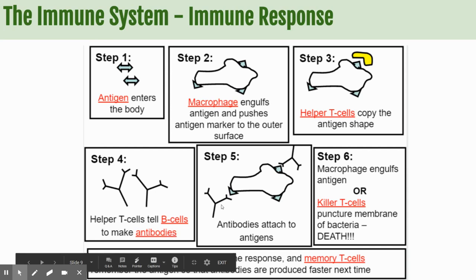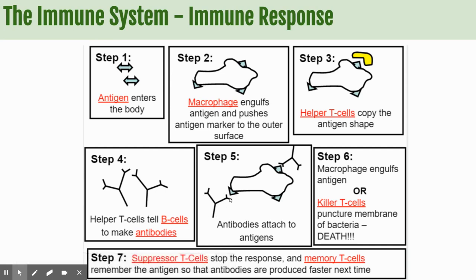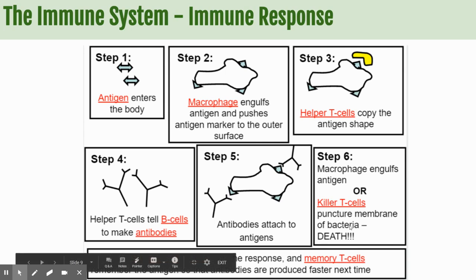Okay, so B cells then make antibodies. There's their Y antibodies that match those antigen shapes. These antibodies attach to the antigens. Don't get those two mixed up. Antibodies attach to the antigens, and then a macrophage will engulf them, or the killer T cells come along and puncture the membrane of the bacteria and kill them.